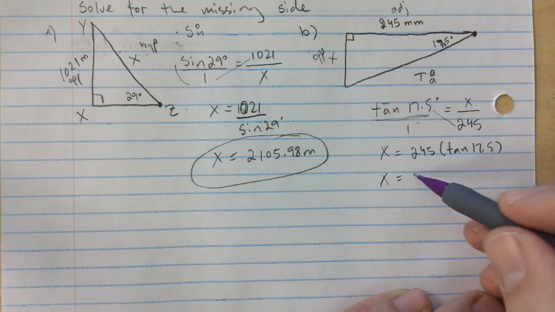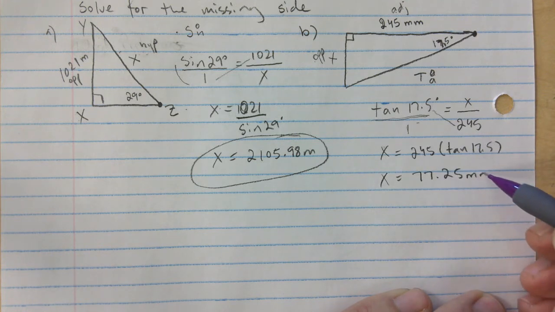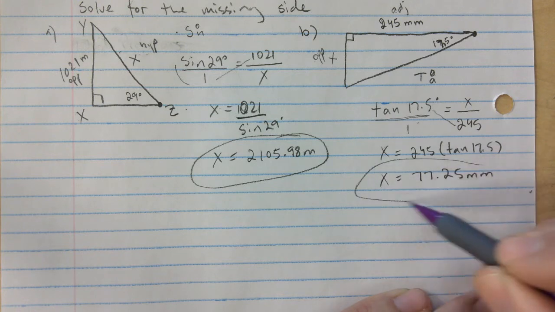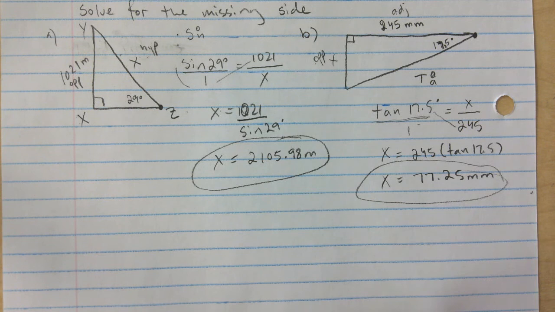77.25. And we are in millimeters. So make sure you know that when you're finding sides, it will have a dimension for length. And if it's an angle, if you're using inverse, it will always be a degree at the top. Okay.